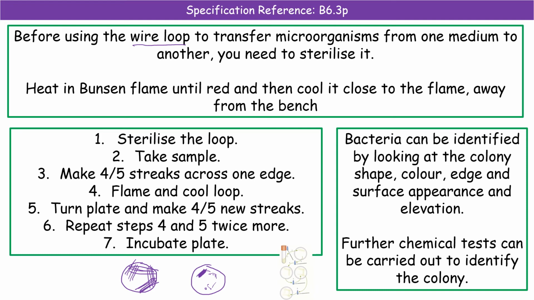Because each time we've dragged them across, we've reduced the numbers, so we've spread them out, reducing the numbers so we can pick off individual colonies. That means we can identify them. Generally speaking, we look at the colours, the shape, whether they're raised, and what the actual edge looks like, is it smooth, is it rough, and then we can carry out further chemical tests to identify it as well.